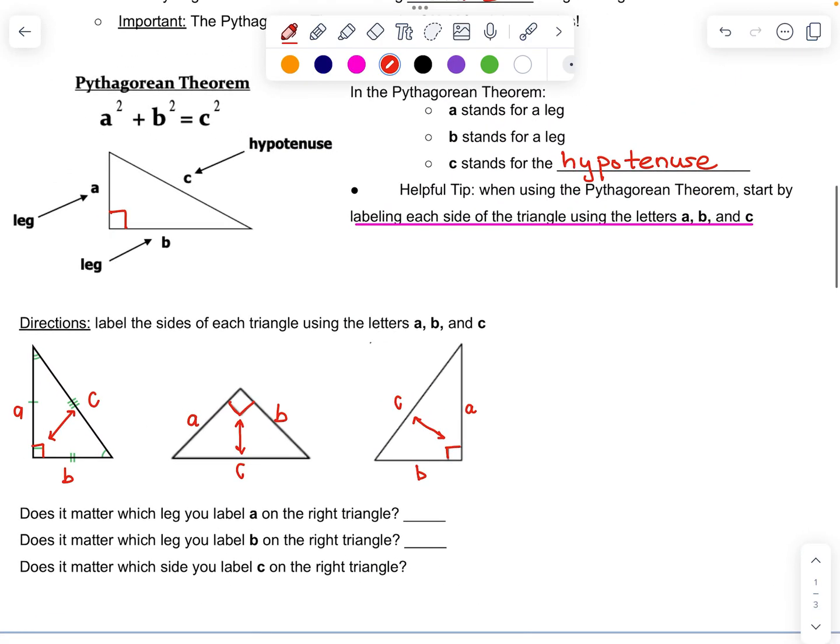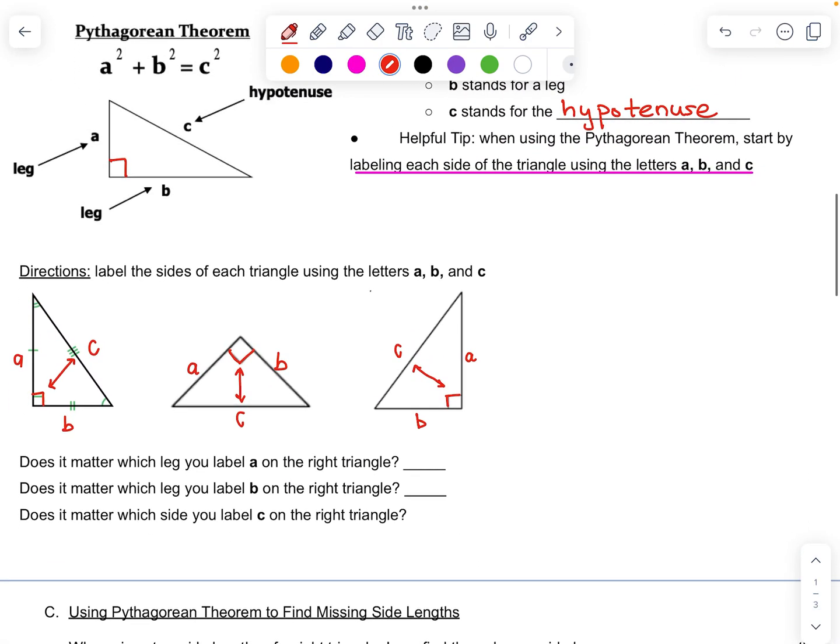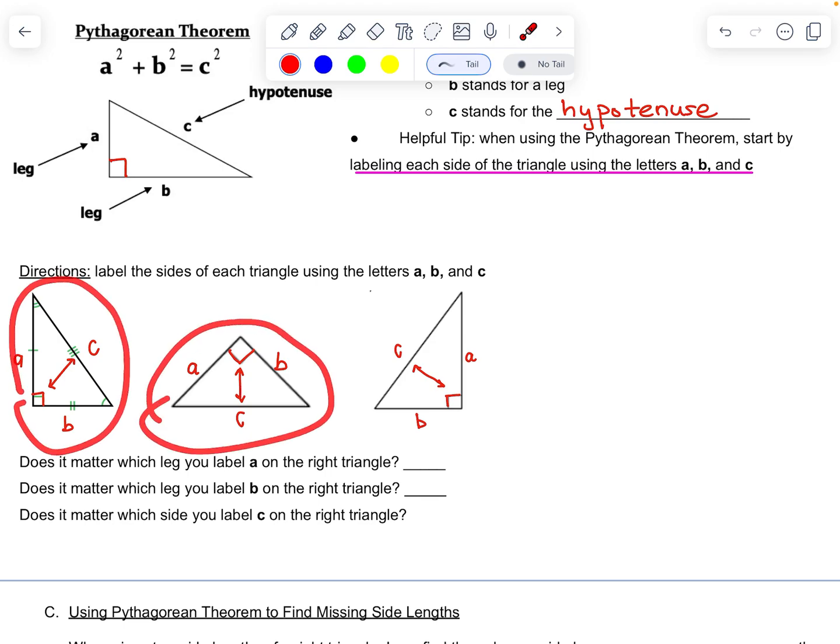You might be thinking, wow, Miss Nelson, that's easy. Yep, I know. I think it's very useful, though, for what we're about to do. Your first step when approaching a problem should be to label the sides A, B, and C.